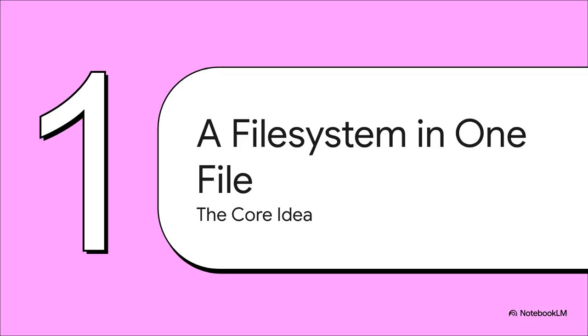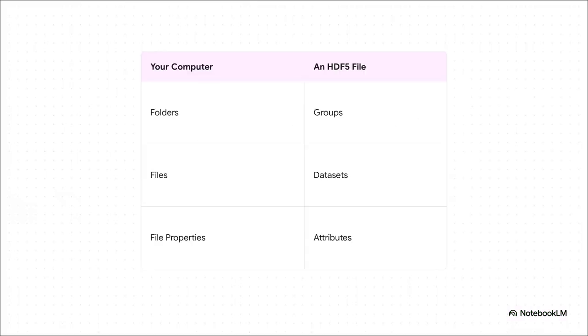Okay, so a file system in one file? What does that actually mean? Let's unpack that analogy because it's pretty powerful. So this slide really breaks it down. We're just mapping the stuff you use every single day to the HDF5 world. So the folders on your computer that you use to organize everything, in HDF5, we call those groups. The actual files that hold your data, like your spreadsheets or text files, those are called datasets. And all that extra info, the properties of a file, like when it was created or who made it, HDF5 calls that attributes. See, it's the exact same logic you're already used to, just contained in one neat package.